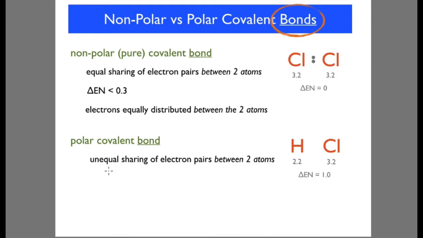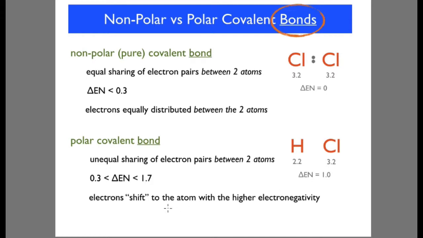Polar covalent bonds have an unequal sharing of electron pairs between two atoms. If the electronegativity difference is between 0.3 and 1.7, which it is in this case, we've got an electronegativity difference of 1, then the electrons shift to the atom with the higher electronegativity. So instead of the bonding electrons being here, the bonding electrons will be further towards the chlorine. And then of course bond dipoles form. The dipole will be heading this way, and you'd get delta negative over here, delta positive there.